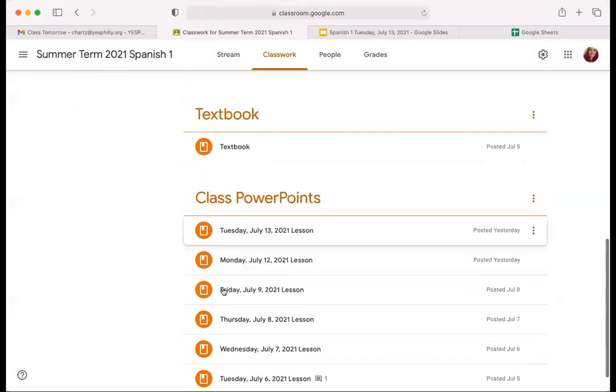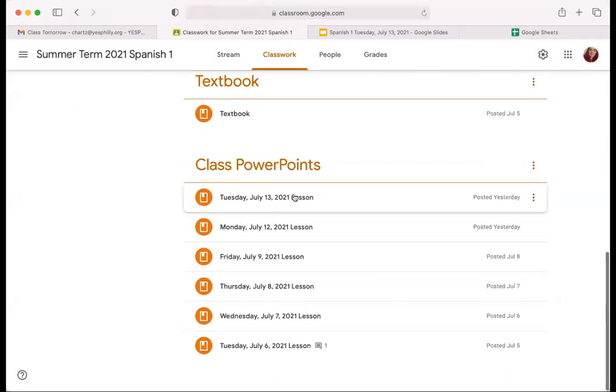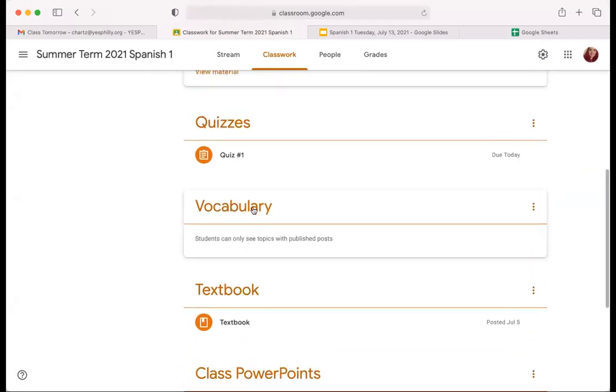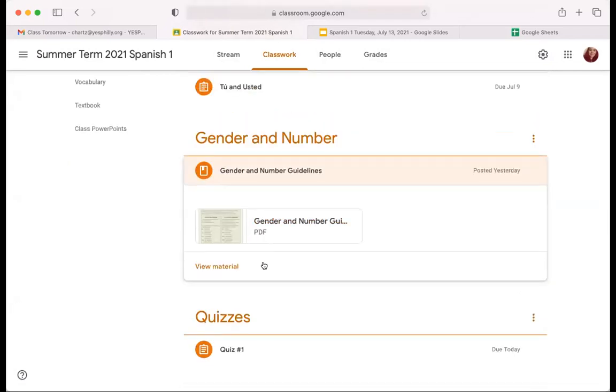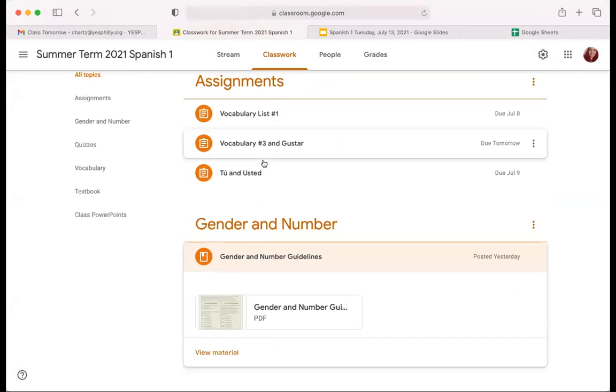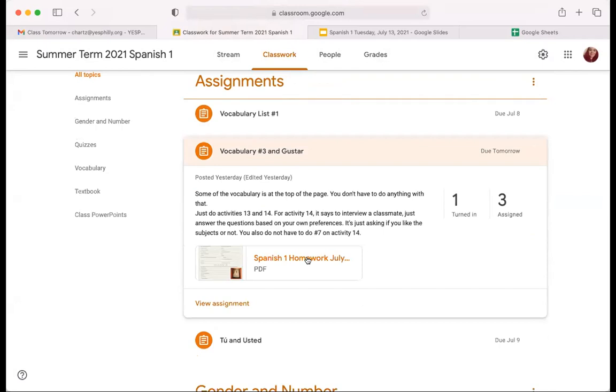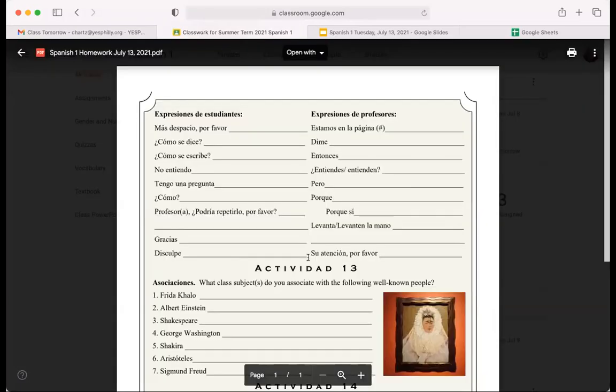The textbook is still there and the PowerPoints are still here. So this PowerPoint is right here. I didn't put anything in the vocabulary yet, but I'm getting there. And these are the assignments here. So this is what you have to do, and this is simple.